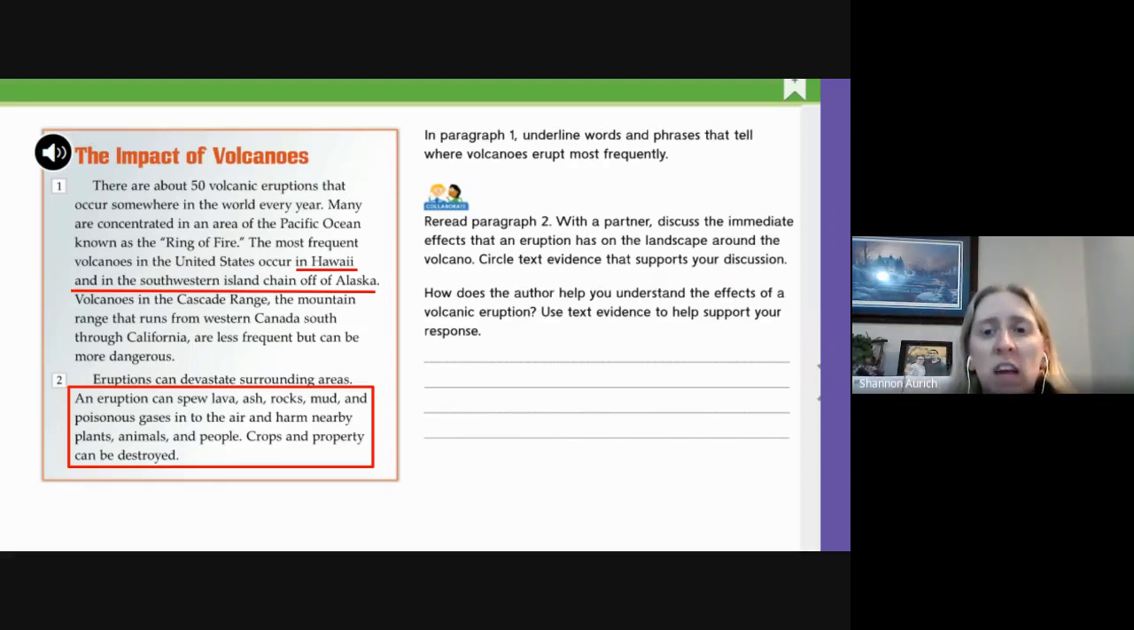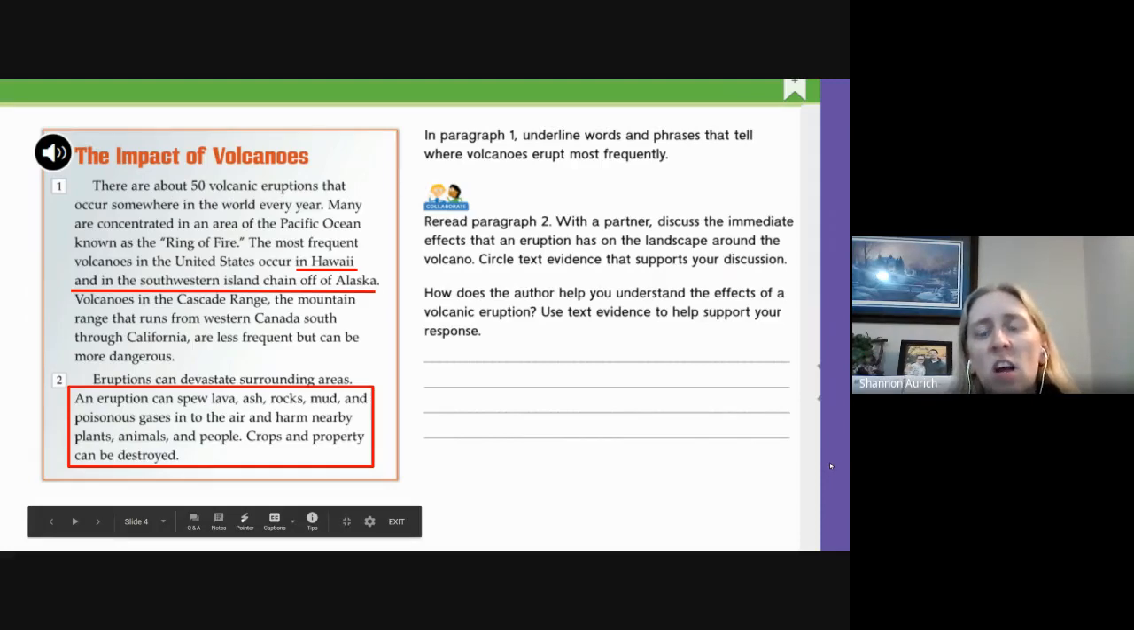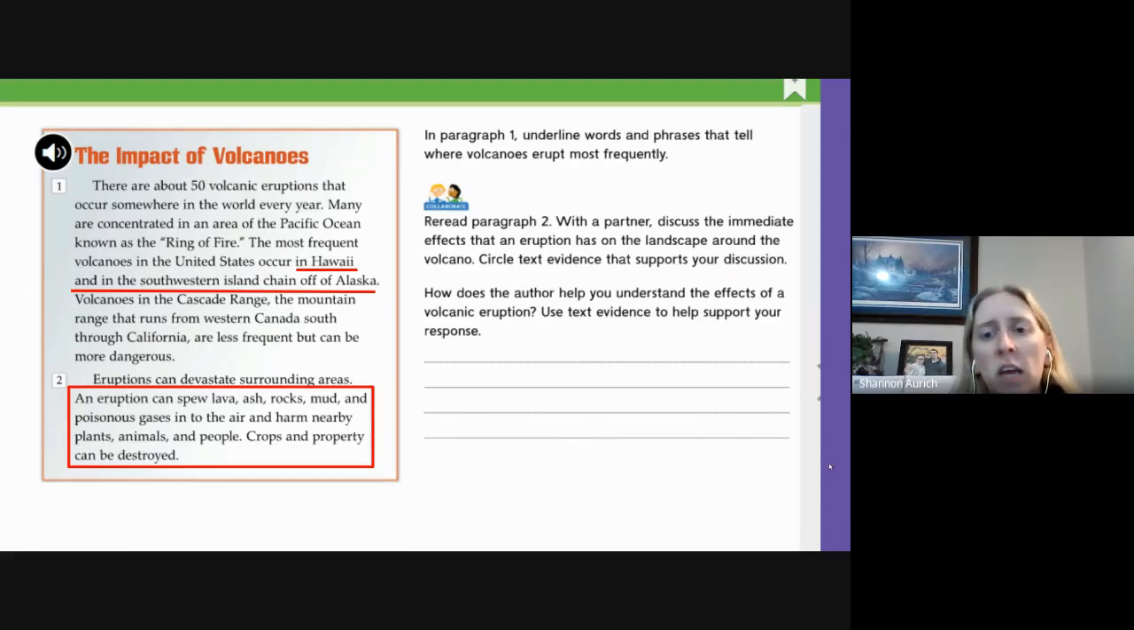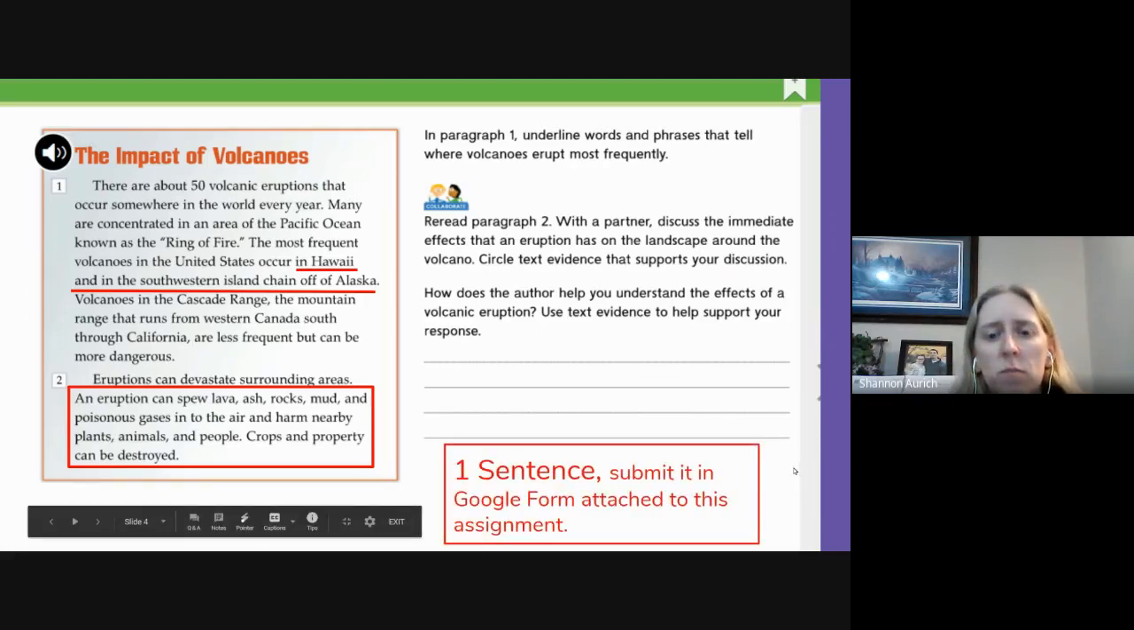Okay, use text evidence to support your reason. So use something from the text over here in your answer. How does the author help us understand the effects of a volcanic eruption? One sentence, submitted in the Google form that's attached to this assignment.